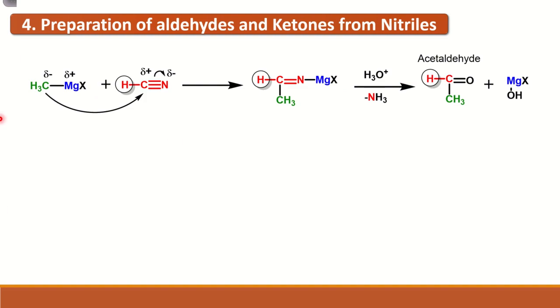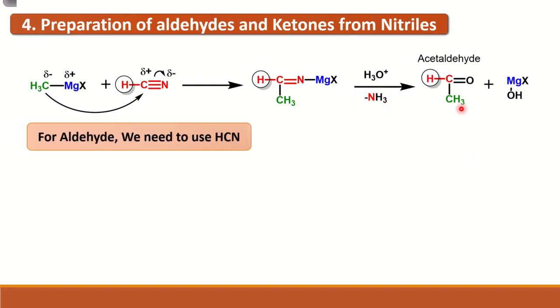Now on hydrolysis, it will give HC double bond O CH3, and this MgX will be released to form MgXOH, and the nitrogen is also released in the form of ammonia. Here we are getting an aldehyde. So in order to form an aldehyde, we need to use HCN.